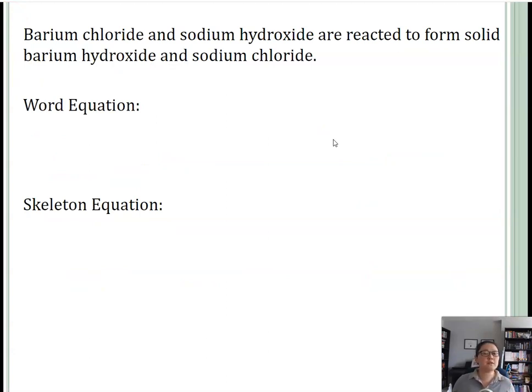I'd like for you to pause the video and try this one out. Write the word and skeleton equation for this reaction. Barium chloride and sodium hydroxide are reacted to form solid barium hydroxide and sodium chloride.